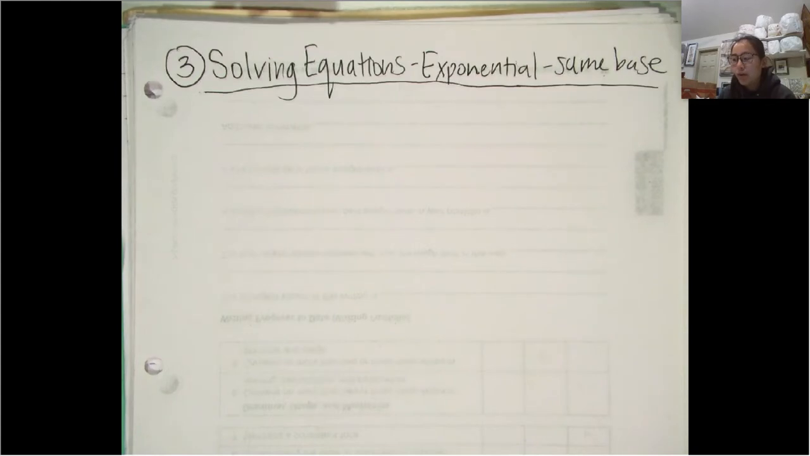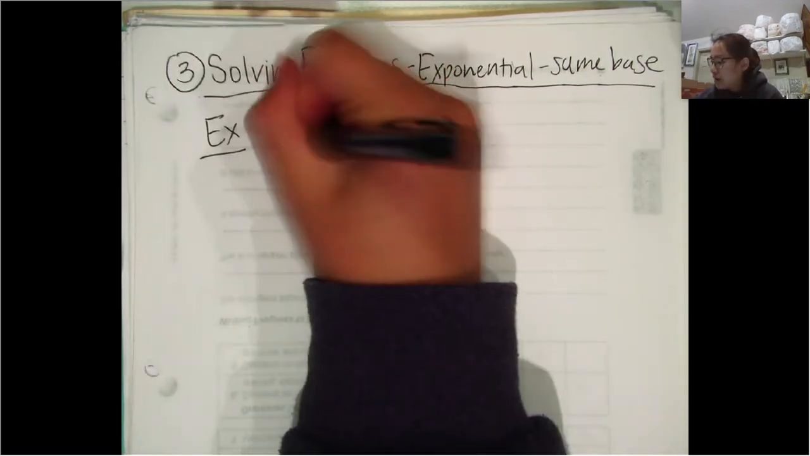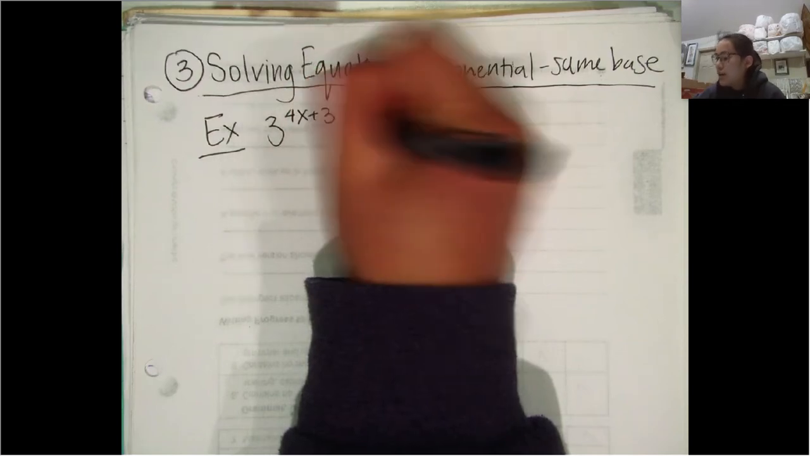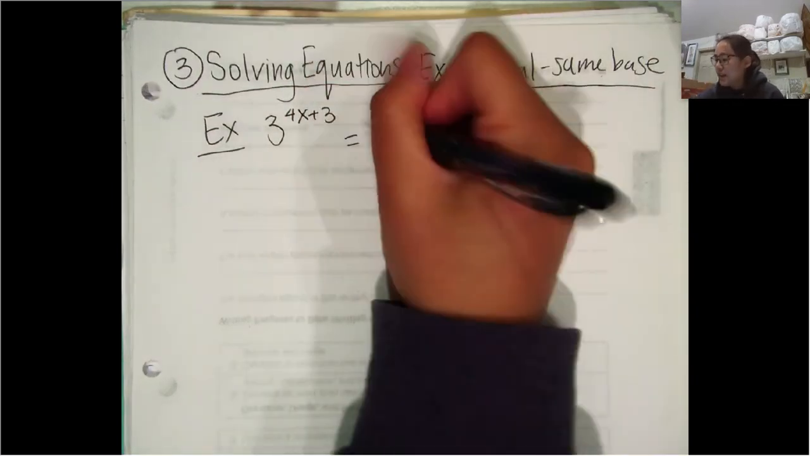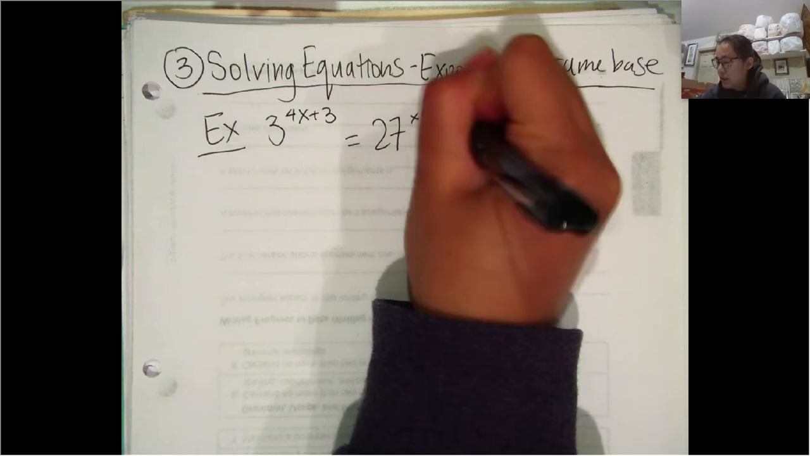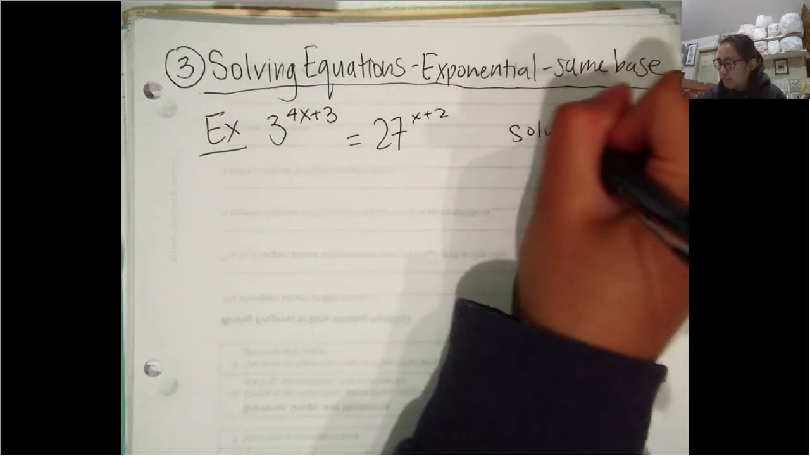So we're going to go over the third type of equations that we're going over in this section. We're going to go over the kind that's the exponential kind with the same base. Okay, so I'm going to go ahead and write out our example here. So we have 3 to the 4x plus 3 equals 27 to the power of x plus 2. Solve for x.